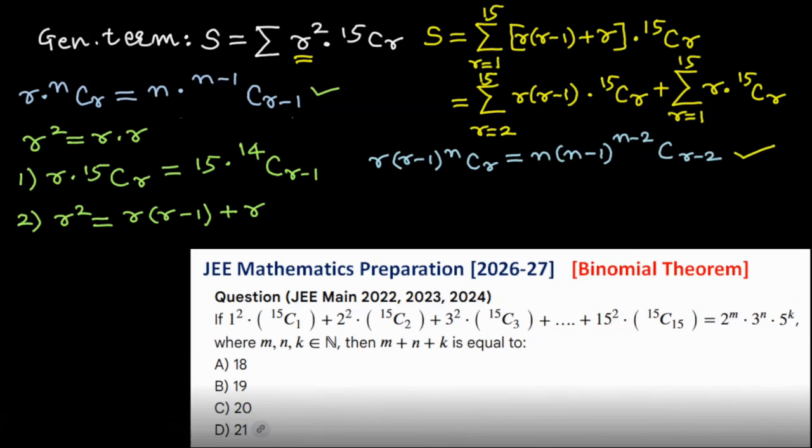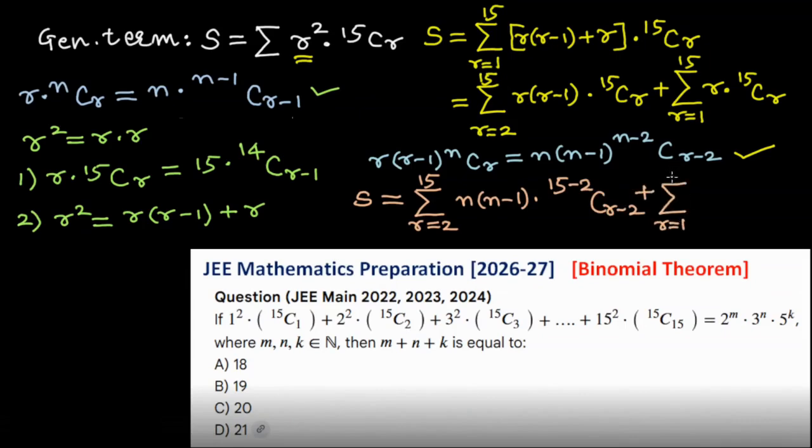Accordingly, S becomes summation r from 2 to 15 of n into (n minus 1) into (15 minus 2) C(r minus 2), plus summation r from 1 to 15 of n into (15 minus 1) C(r minus 1).